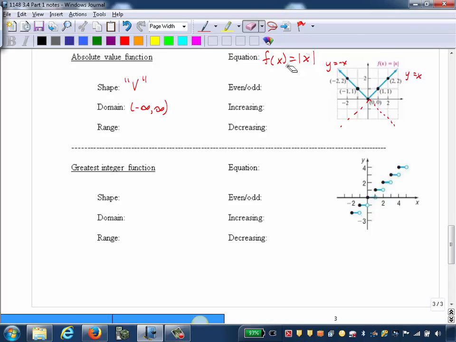And if you think about plugging x values in, remember when you put a number into absolute value brackets there, even if it's a negative number to start with, those absolute value bars make it positive. So that's why this graph, this V, never goes below the x-axis, because absolute value makes it positive. So our range is bracket 0, comma, infinity.